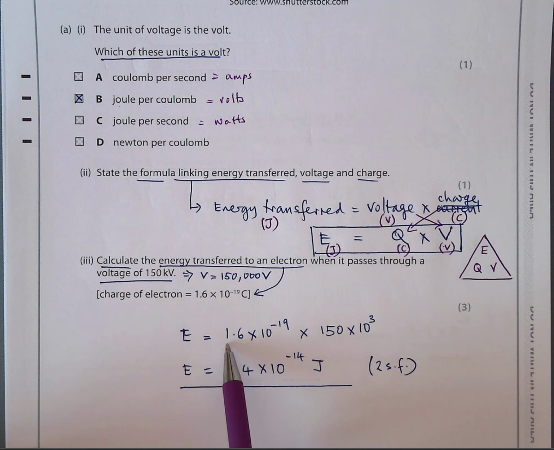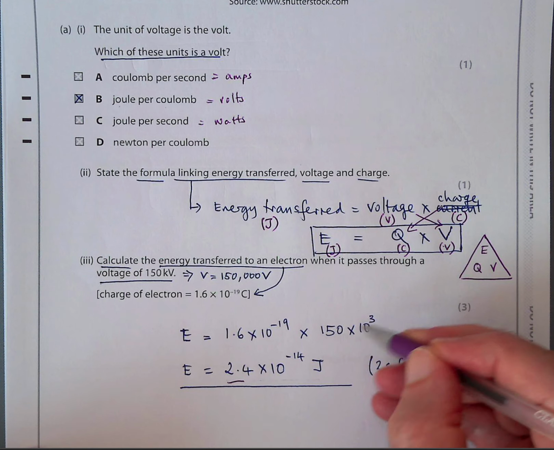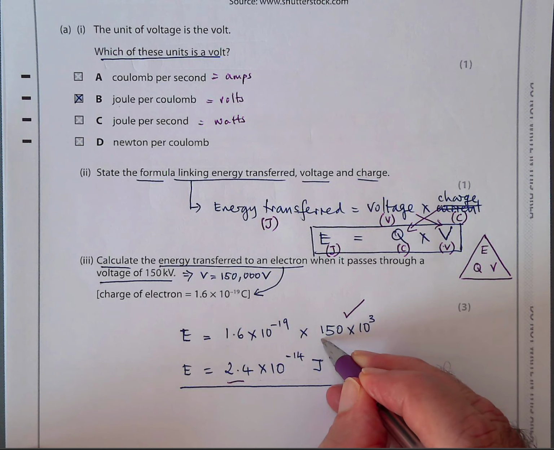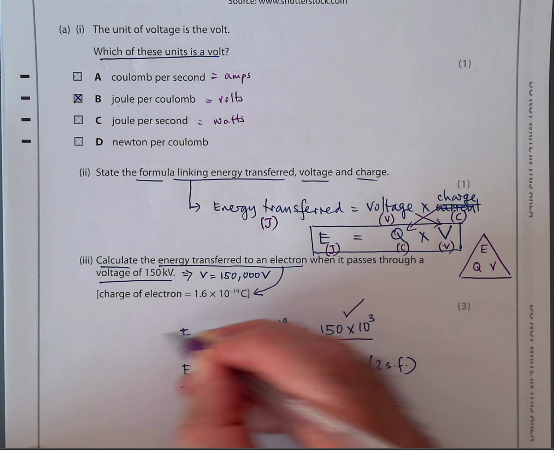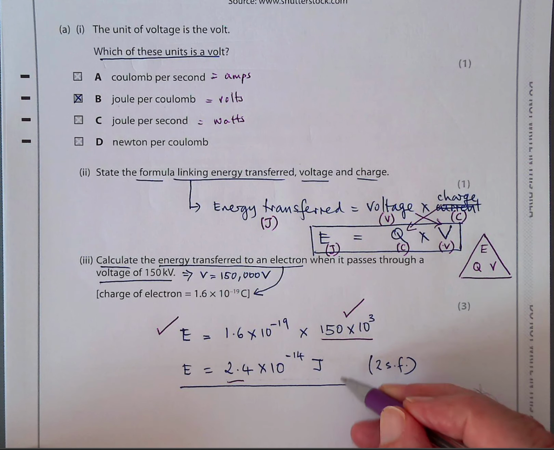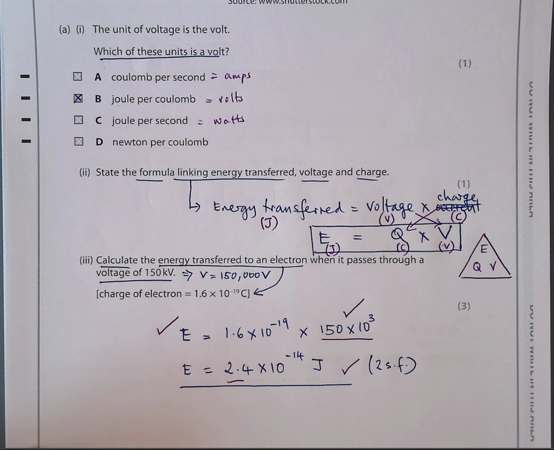So you put the charge of the electron, Q, multiplied by the voltage you're putting, 150,000, and you'll get the answer, again to two significant figures. Okay, so you get 1 mark for converting it to 150,000, 1 mark for multiplying the two numbers correctly, 1 mark for the answer as well.